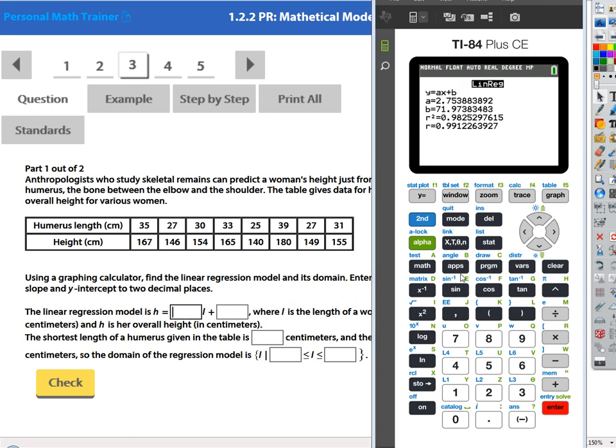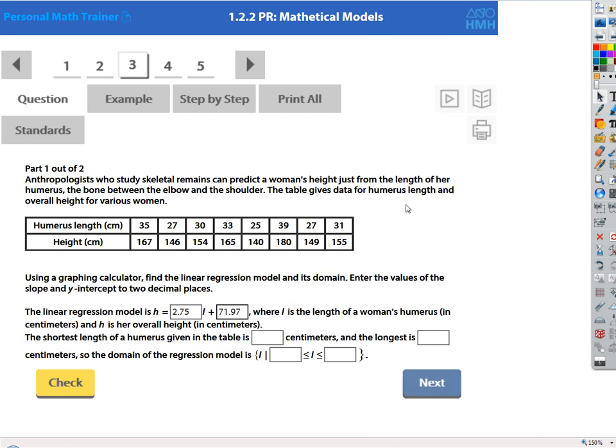So I'm going to put my A value there. It's like a slope. Okay, so what is A rounded to 2 places? Because it wants us to round everything to 2 places. 2.75. And then plus B, which is what? 71.97. Okay, good.